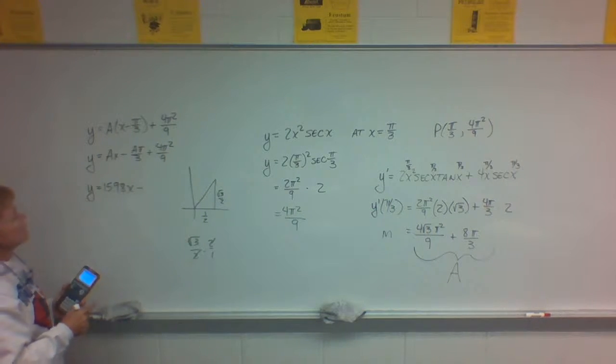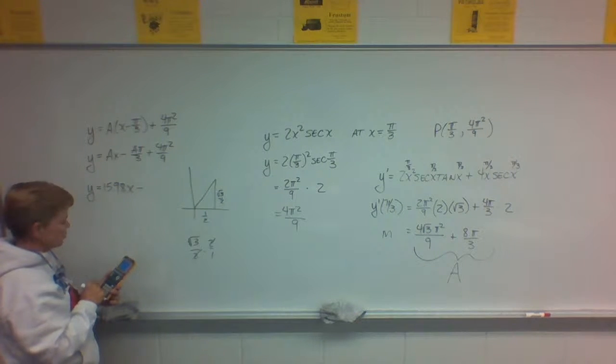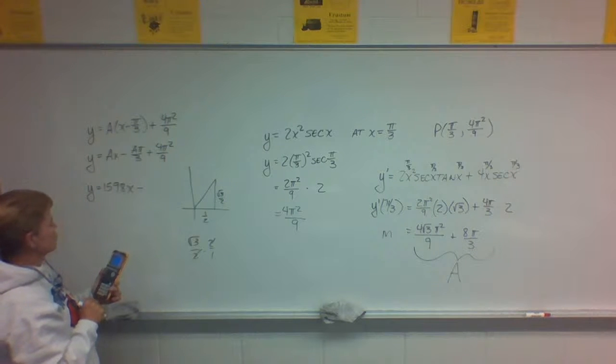then I would take A times pi divided by 3 plus 4 pi squared divided by 9, and I would get 21.12.